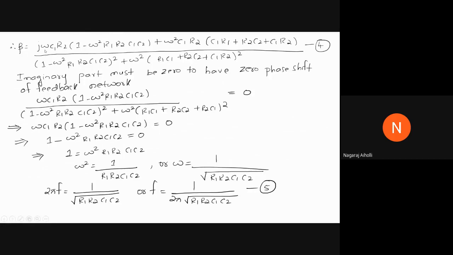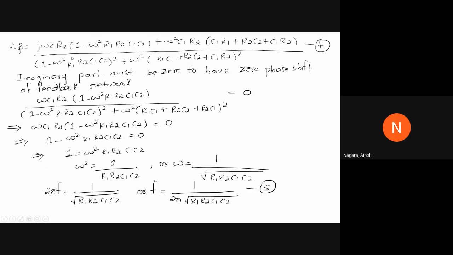So it is the j part, whatever is the j part, that is the imaginary term. So it is omega c1 r2 into 1 minus omega square r1 r2 c1 c2, right? That divided by, so plus omega square, this is the real term, the second term is the real term, omega square c1 r2 into c1 r1 plus r2 c2 plus c1 r2 is the real term. So this part is the imaginary, j omega, whatever is the j part, that is imaginary.